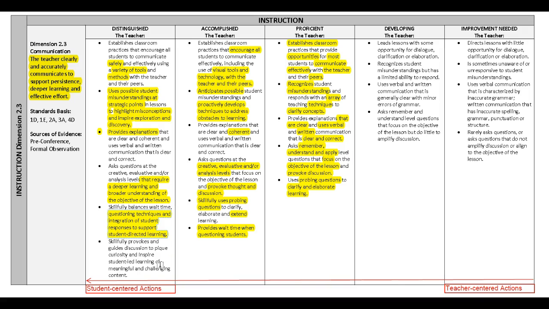And then finally, this teacher skillfully provokes and guides discussion to pique curiosity and inspire student-led learning of meaningful and challenging content. So notice the list gets longer as we move from proficient to accomplished to distinguished. Now we're going to go over to the developing column, and again I will highlight the differences between the proficient teacher and the developing teacher.